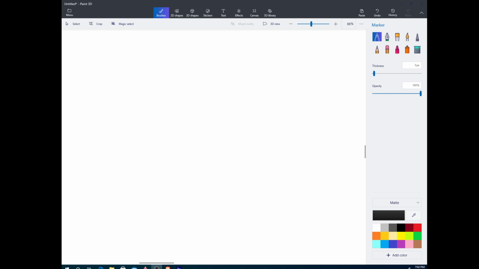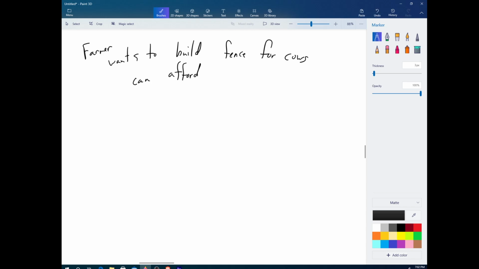Another problem that I've seen often on problems like this with optimization has to do with farmers and cows. So let's say that we have a farmer who wants to build a fence for his cows. And he wants to get the maximum area out of it he can afford. Let's say 1,000 feet of fencing.